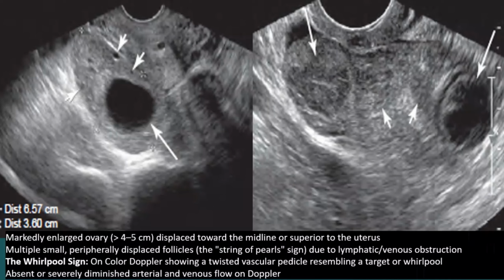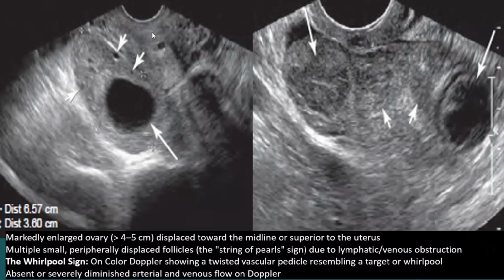The ultrasound of ovarian torsion shows a markedly enlarged ovary, usually greater than 4 to 5 cm, displaced toward the midline or superior to the uterus, and multiple small peripheral displaced follicles are also seen, which appear as a string of pearls due to the lymphatic and venous obstruction. And the whirlpool sign usually appears on color Doppler, which shows a twisted vascular pedicle resembling a target or the whirlpool sign, and there may be absent or severely diminished arterial and venous flow on color Doppler.